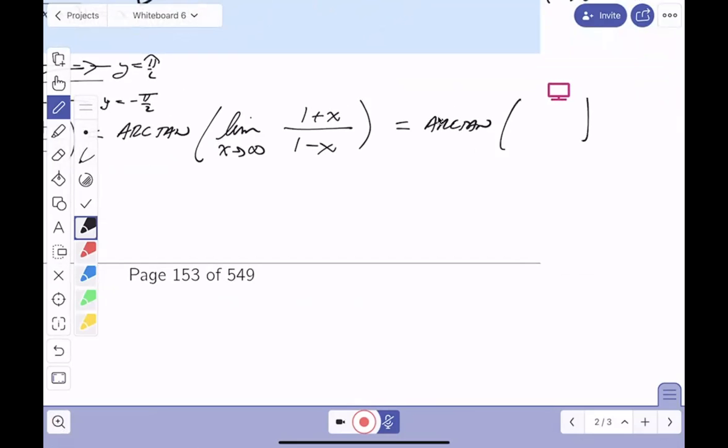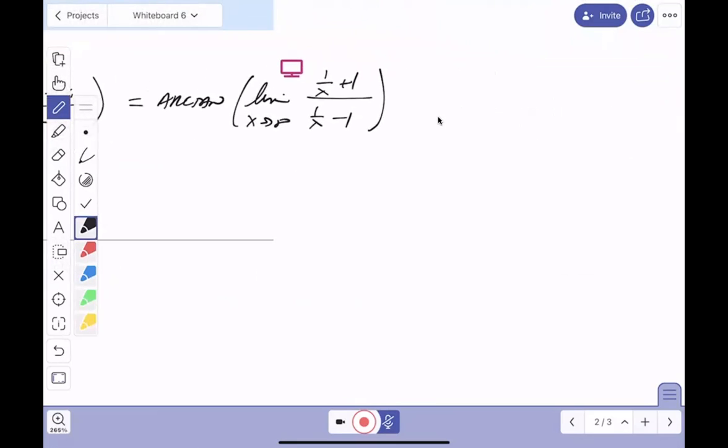Can I do the limit of the inside? I can, and I would divide through by the highest degree variable. If I did that, maybe I'll write it down for you. Limit as x goes to infinity of 1 over x plus 1, over 1 over x minus 1. Well, that's a fairly simple limit because as x goes to infinity, 1 over x goes to 0 very, very quickly. So you're left with arctan of 1 divided by minus 1, which is arctan of minus 1.